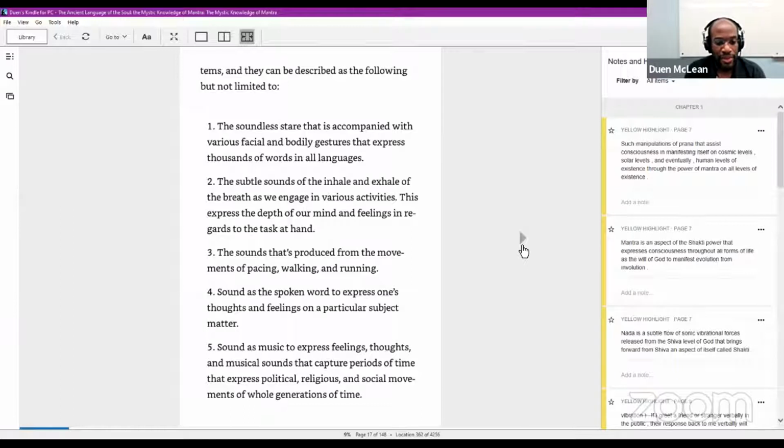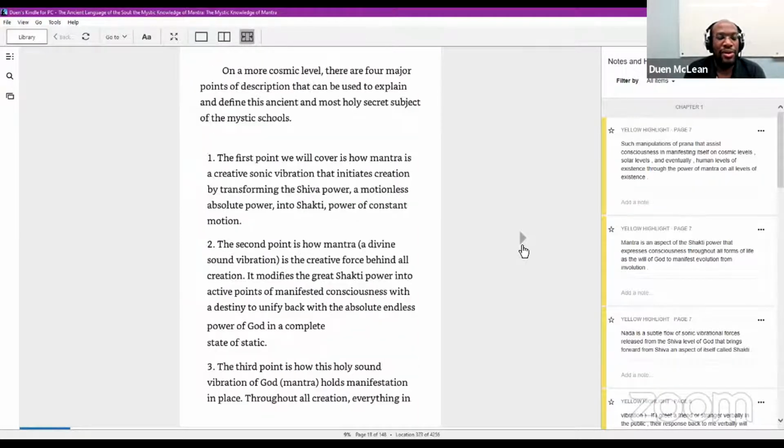Five, sound as music to express feelings, thoughts, and musical sounds that capture periods of time which express political, religious, and social movements of whole generations of time. On a more cosmic level, there are four major points of description that can be used to explain and define this ancient and most holy secret subject of the mystic schools.